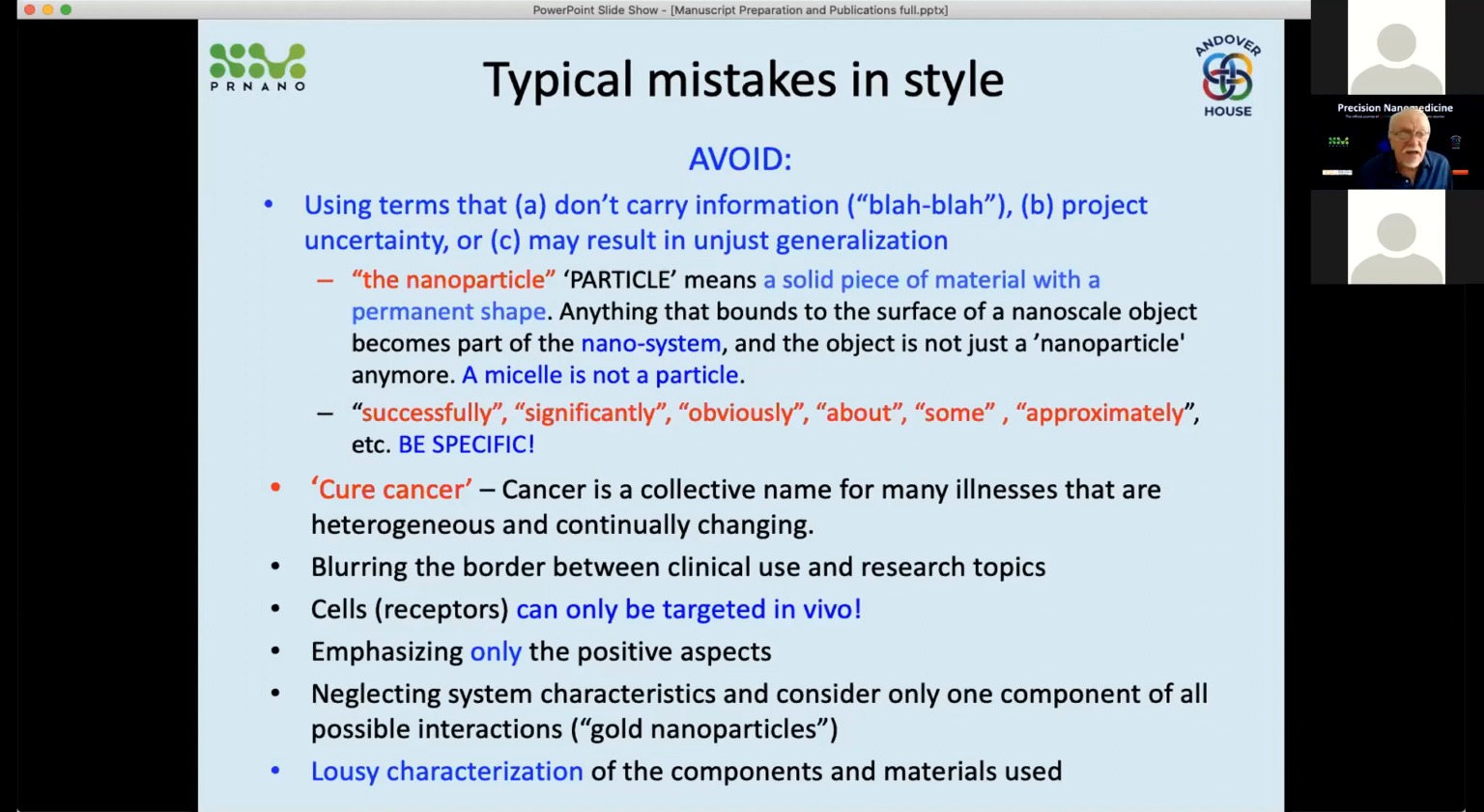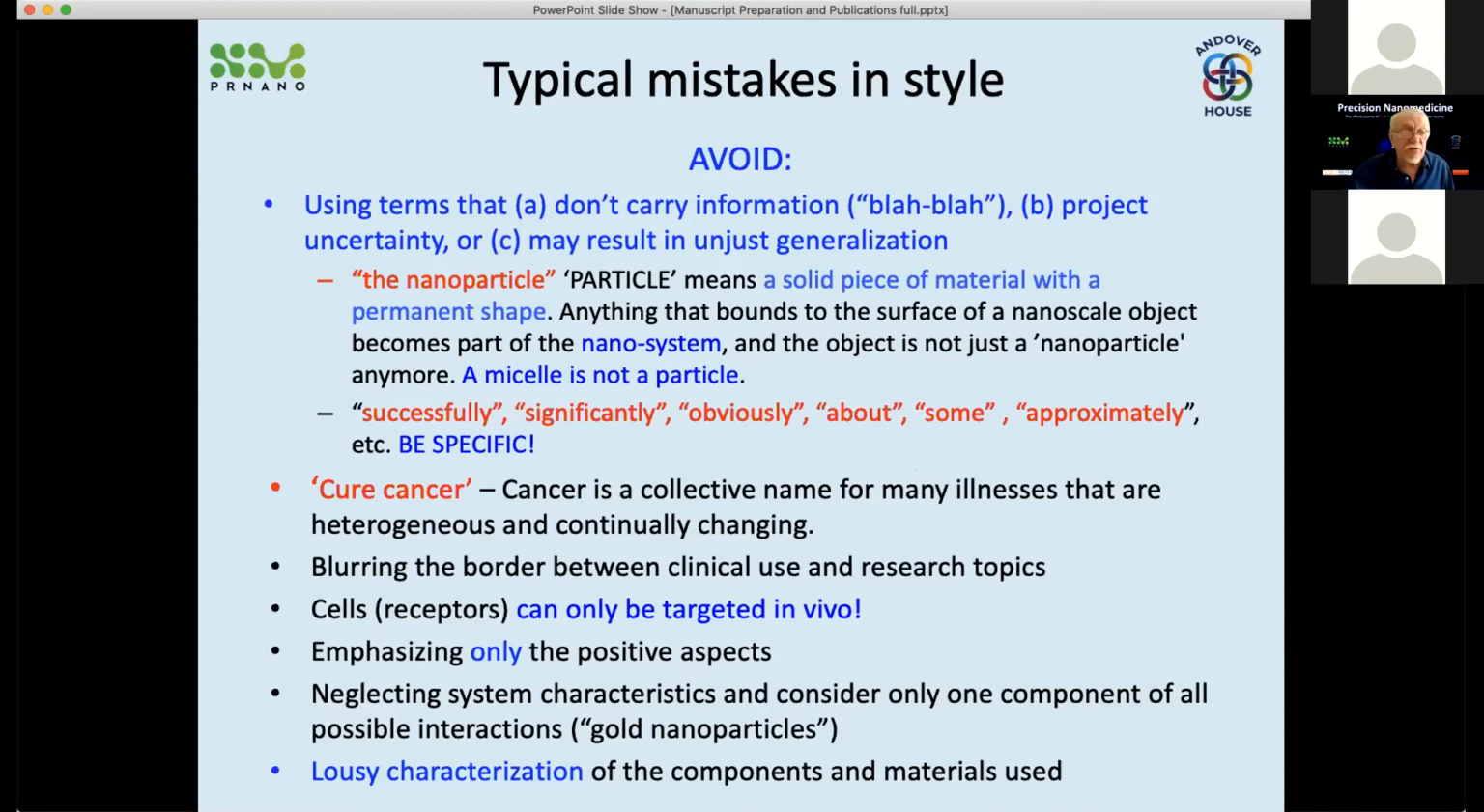The second: successfully, significantly, obviously, about, some, approximately. Be specific. Give it, that 1%, 1.3%. As we've seen on figure 2, it's not about 1. It is either 1, or 1 plus minus 0.2. This is against science.